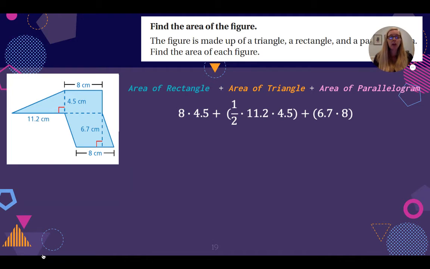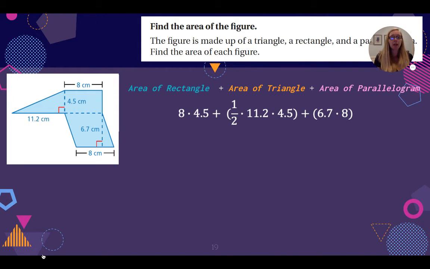The area of the triangle is 1/2 base times height. So the base and height of a triangle need to be perpendicular to one another. So thankfully we have that right angle in the corner there. So 11.2 and 4.5 are the base and the height of the triangle. So 1/2 times 11 and 2/10 times 4 and 5/10.